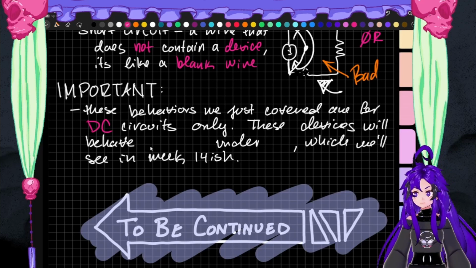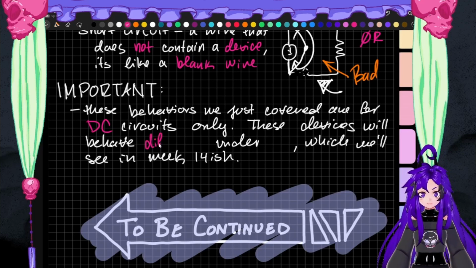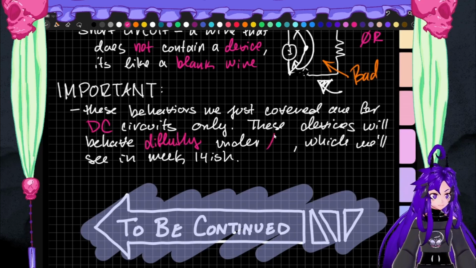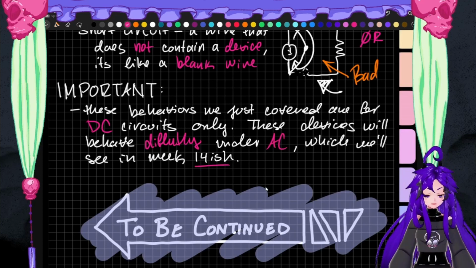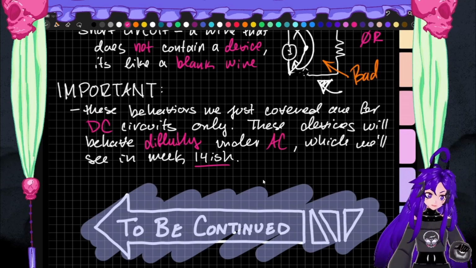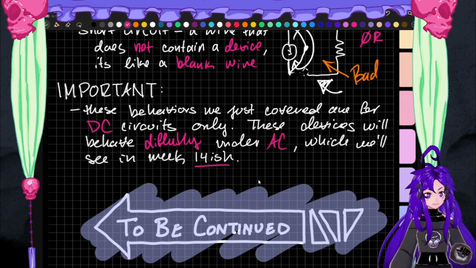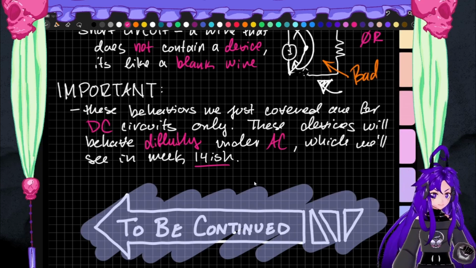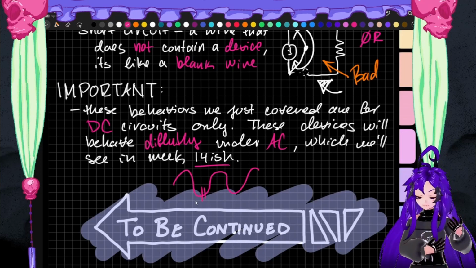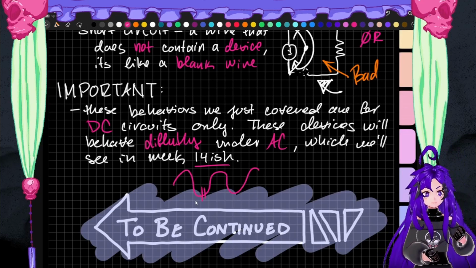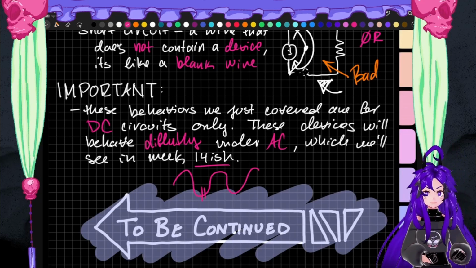These devices, the behaviors, they will behave differently under AC, okay? And we'll get there in like week 14-ish, because we also need to be able to do AC analysis. But just like doing math with resistors was easier to learn the principles on, it is so much easier to learn this stuff on DC and then practice it a little bit on AC than it is to throw everything at you all at once and hope something sticks.